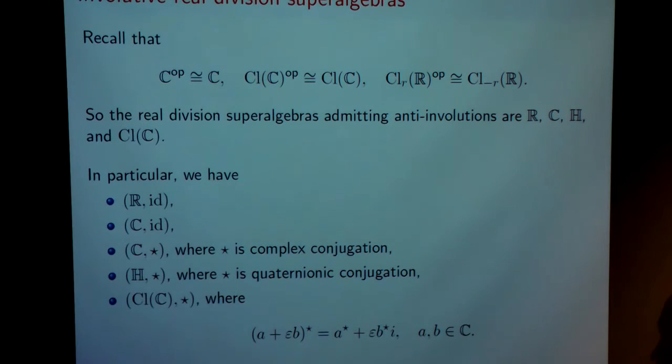Quaternions, you can take quaternionic conjugation. You can't take the identity because it's not commutative. And for this complex Clifford superalgebra, you can check that this is an anti-involution. Okay, so explicitly, these are the anti-involutions we're interested in.